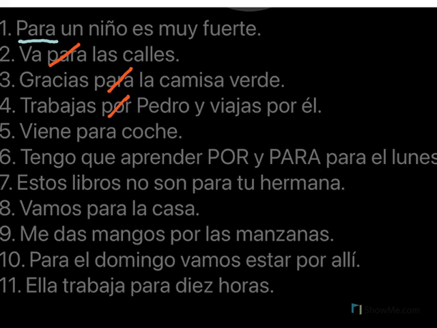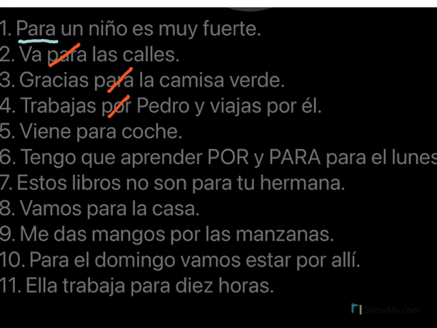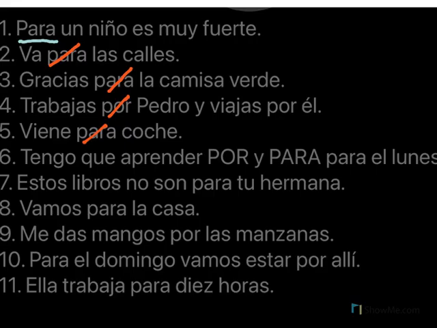Number 5 is viene para coche. You know here that the means, you see it here, the means is por and not para. And so the educated guess is it will be wrong, and it will be por coche because it's the means of. The next one is tengo que aprender por y para el lunes. Let's take a look. You see here the deadline right here. The deadline is para, and therefore para el lunes is correct.